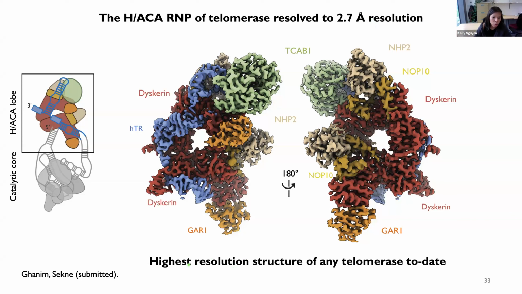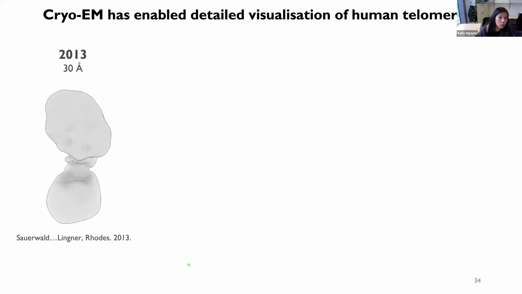When we started this work, we never thought that we could get this low. So to summarize, I'm going to give you an overview of how cryo-EM has really enabled us to visualize this enzyme in more detail than we had just about 10 years ago. As I mentioned before, 10 years ago, we saw the first glimpse of telomerase at 30 angstrom resolution.